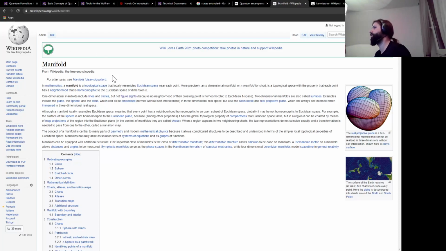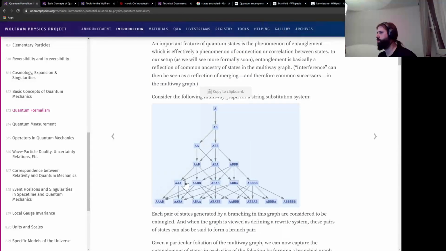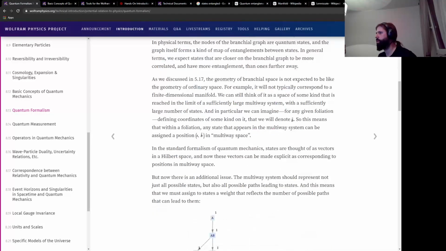Yeah, okay, so this is really like an abstraction of just space, right? So we can still think of it as a space of some kind that is reached in the limit of a system with a sufficiently large number of states. And in particular, we can imagine finding a given foliation defining coordinates of some kind on it. So this means that within a foliation, any state that appears in the multi-way system can be assigned a position in this multi-way space. So you'd kind of give a position or coordinates to each of these elements.